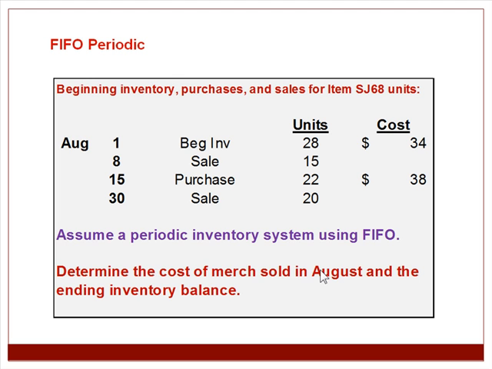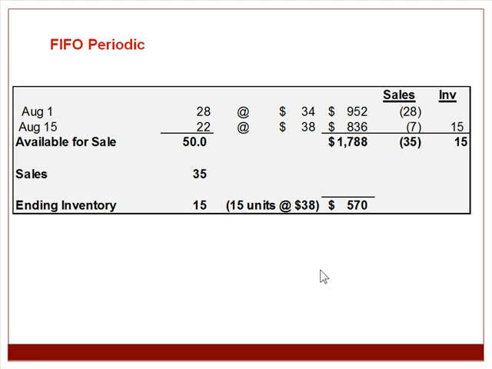So here's my same example. You're going to assume that you're using FIFO. So you're at the very end of time, and you're going to look at what you're selling, and you sold 35, so you're going to have an ending inventory of 15 units, and it's first in, first out, so you assume that there's 15 units left of the 22 that you got at the end. Okay?